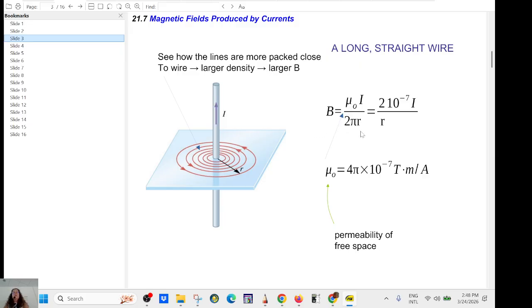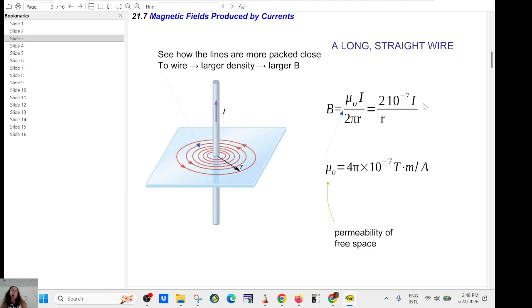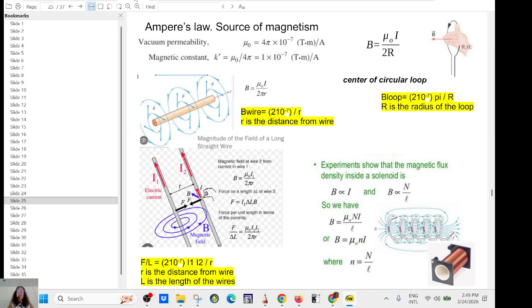It's inversely proportional to the distance, proportional to the current. And if I substitute here mu0 by this value, I get that equation here. So maybe this one is easier for you. On your equation sheet, you add B equals 2 times 10 to the negative 7 times the current I divided by the distance r. This and that is the same thing. This one is easier. Are you with me? It's a simple equation.